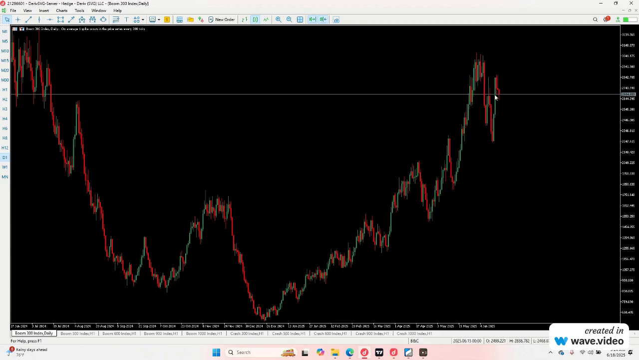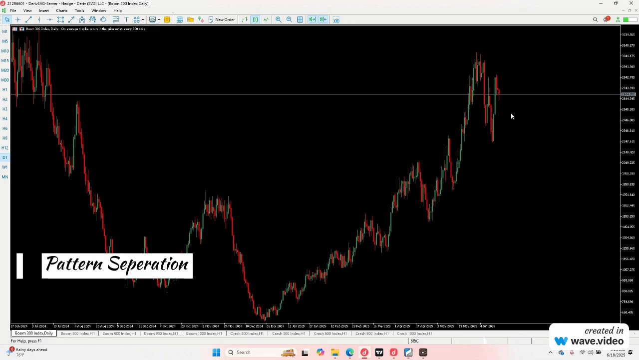So looking at this high around this area, what comes to mind? What we learn in the trading community, we call pattern separation. Pattern separation helps us position ourselves to capitalize on some moves, and it helps us to have a very good investment when you are trading in the forex market.